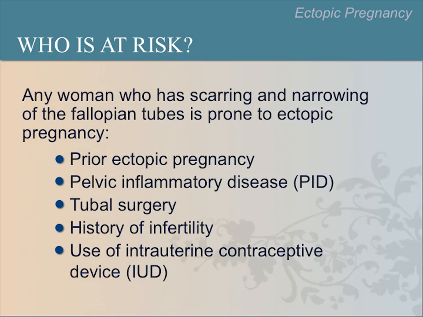Any woman who has scarring and narrowing of the fallopian tubes is prone to ectopic pregnancy. This could be caused by a number of factors, including prior ectopic pregnancy, pelvic inflammatory disease, or a prior sexually transmitted infection, tubal surgery, history of infertility, or use of an intrauterine contraceptive device, or IUD. The use of an IUD does not increase the risk of ectopic pregnancy, but if a woman becomes pregnant with an IUD in place, the most likely location for the pregnancy is in the fallopian tube.